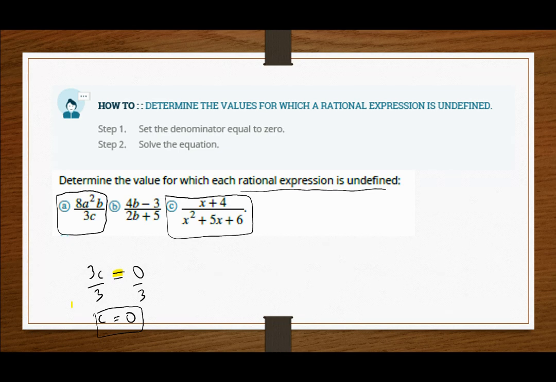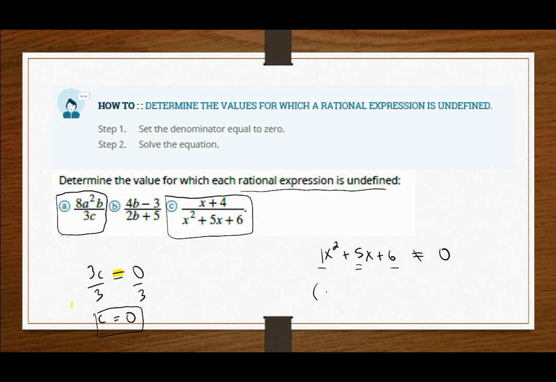For instance, part C here gives me the expression x plus 4 divided by the trinomial x squared plus 5x plus 6. For part C, this expression is only undefined if the expression in the denominator is equal to 0. In other words, we don't want this to happen. So what value causes this to be equal to 0? In this case, we can use a technique called the AC method to factor by looking at the coefficients here at the beginning and end of the expression and asking what two values multiply to give me 6 but add together to give me 5.